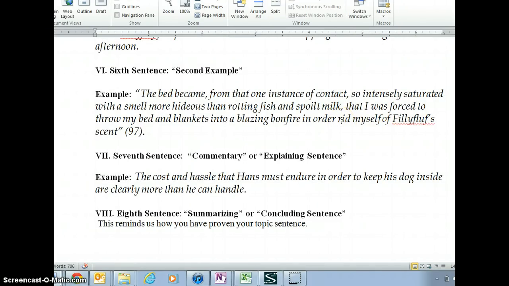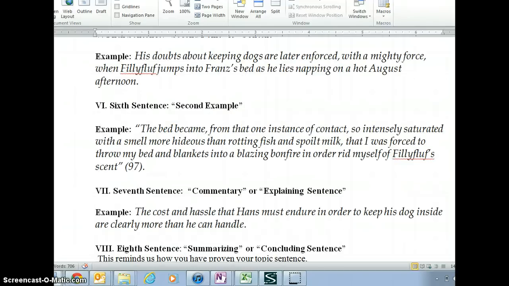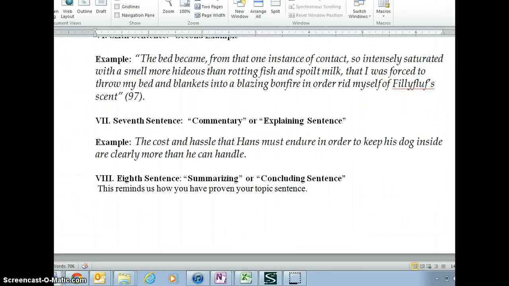quotation. "The bed became, from that one instance of contact, so intensely saturated with a smell more hideous than rotting fish and spoilt milk, that I was forced to throw my bed and blankets into a blazing bonfire in order to rid myself of Filly Fluff's scent." That quote certainly does a good job of proving that Franz did not enjoy the smell of his dog in the house. You then make another explaining sentence, right?